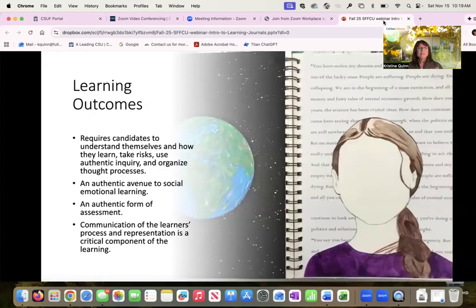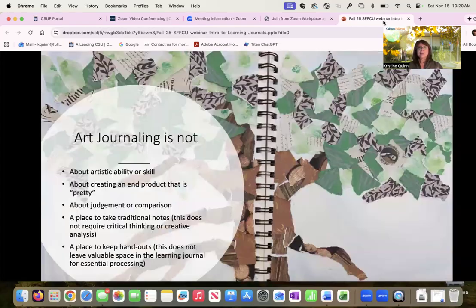So communication of the learner's process and representation is a critical component of the learning. And one way that I do that is that students always share with each other and myself what the page represents and the processes that they went through to create this learning space.